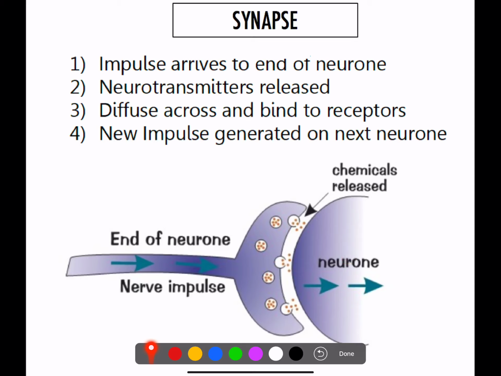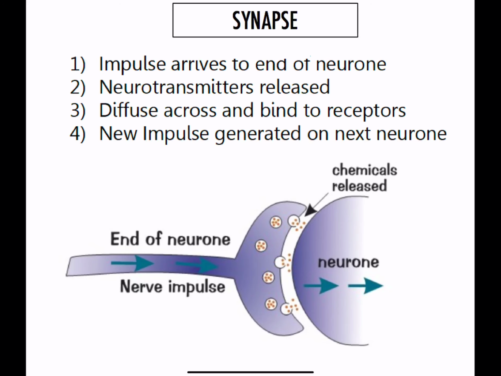So you say the following: impulse arrives to the end of neuron. Then neurotransmitters, which are these little chemicals over here. You can call them neurotransmitters, or you can just call them chemicals. They are released, they diffuse across the gap and bind. Make sure you say the word bind to receptors, because that's actually a really important point. And finally, a new impulse is then generated in the next neuron. Okay, so that's the synapse.